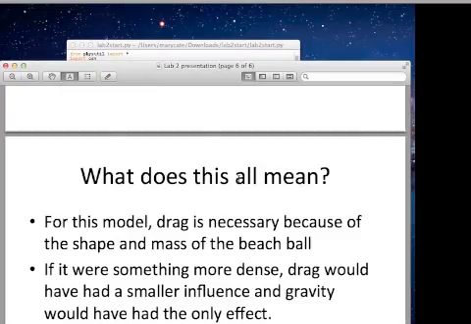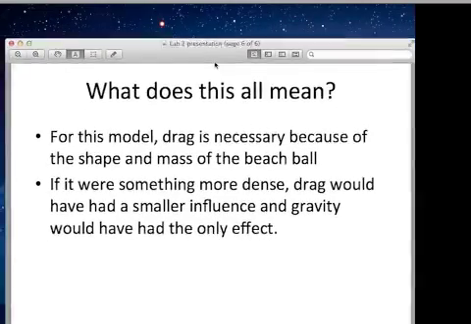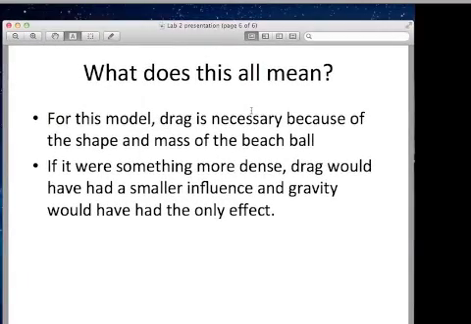So what does all this mean? For this model, drag is necessary because of the shape and the mass of the beach ball. But if it were something more dense, drag would have a smaller influence, and gravity would have basically the only effect. So in that case, if we had dropped a baseball, it's more likely that it would fit the gravity curve only.